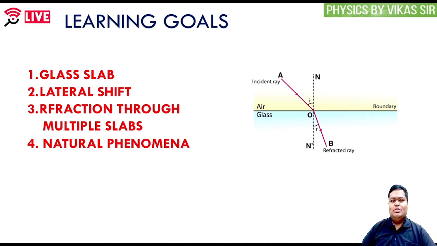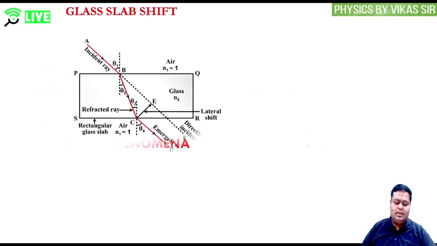This gives us beautiful natural phenomena like the twinkling of the stars and the extra duration of the day. Extra duration of the day means that our day becomes longer by 2 minutes in the morning and 2 minutes in the evening because of this phenomena known as refraction. You're going to learn about that, and we're going to learn about how a glass slab is going to affect the path of the incident ray by the phenomena of the refraction. So let's start the article first of all with the glass slab shift.